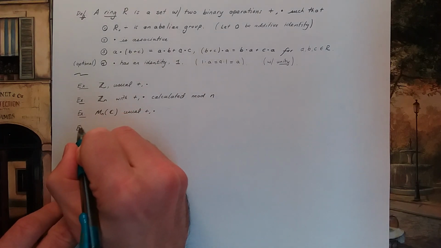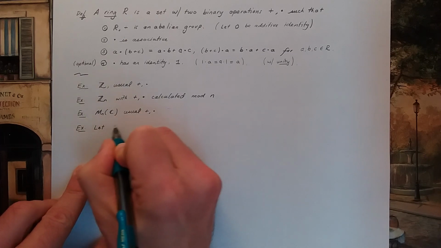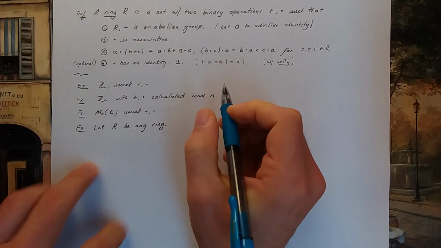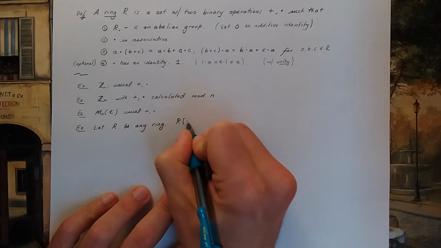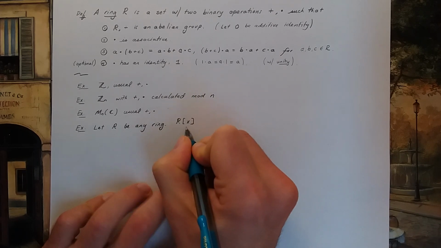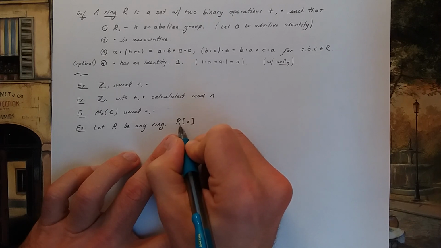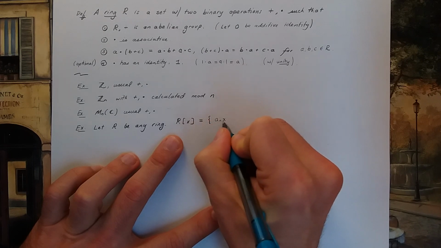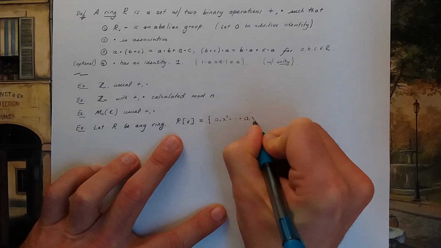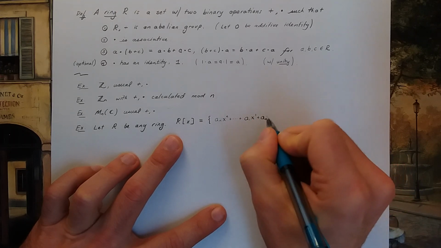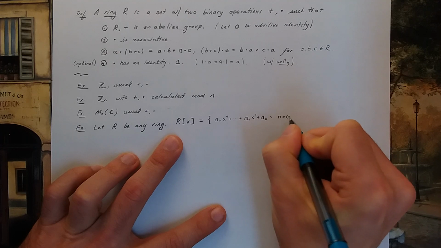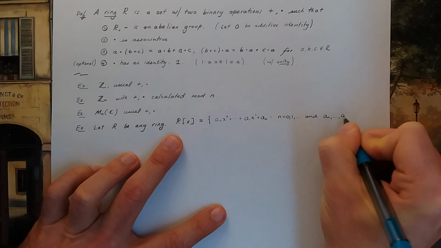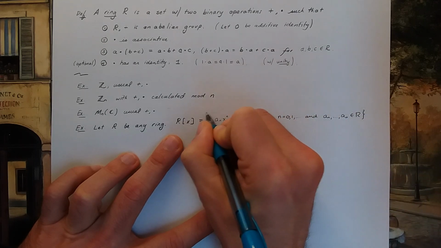Here's another example. Let R be any ring. Then you could do this. You could form all polynomials with coefficients in R. So this is the set of all polynomials of the form like an x to the n down to a1 x to the first plus a0, where n is a non-negative integer and the coefficients are in my ring. This is a polynomial ring.